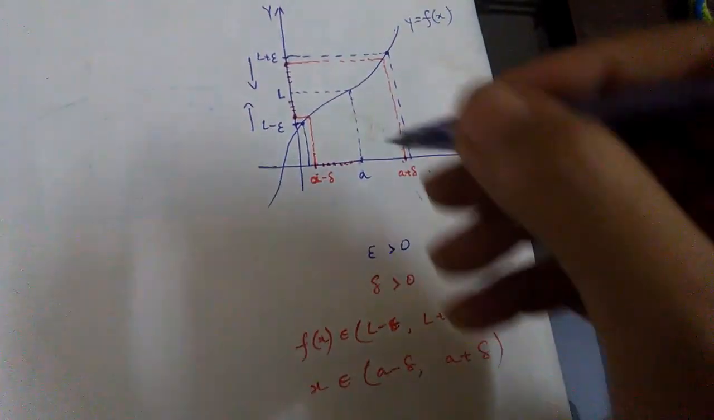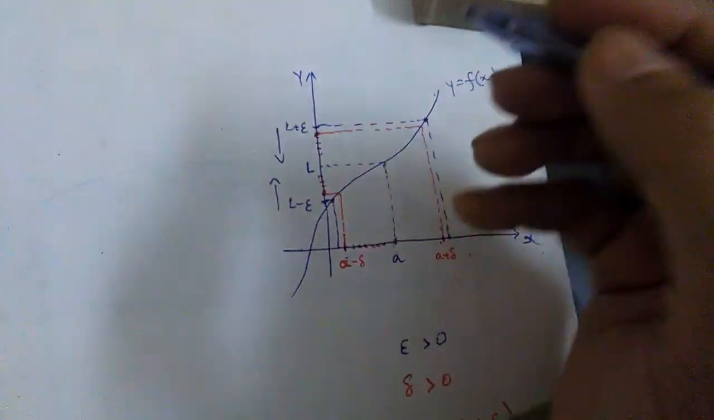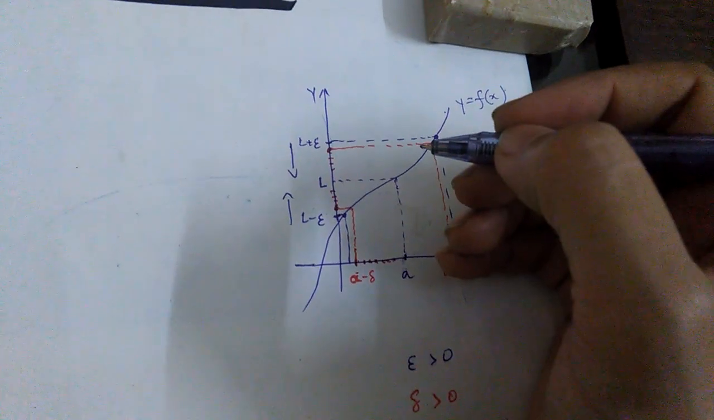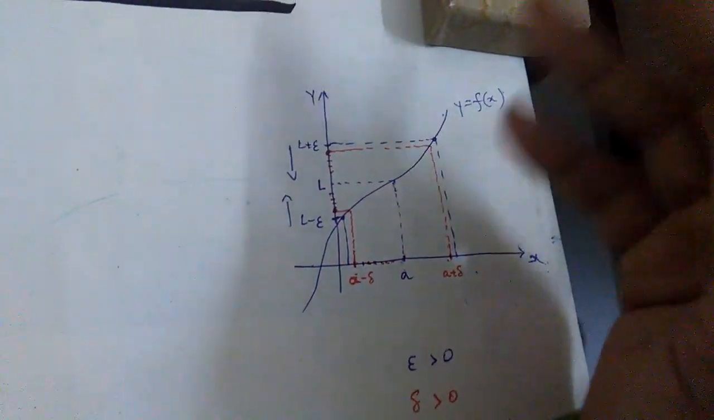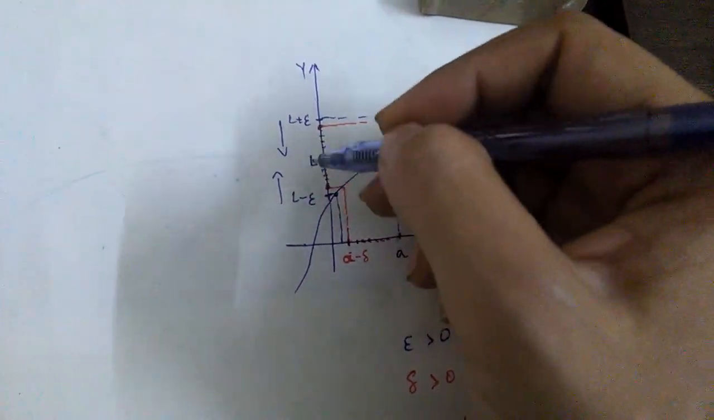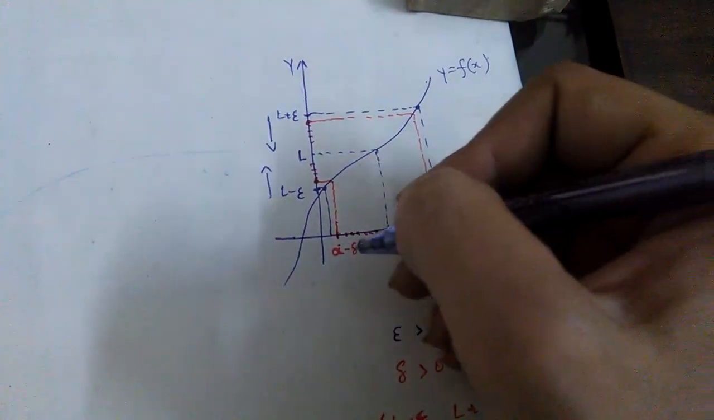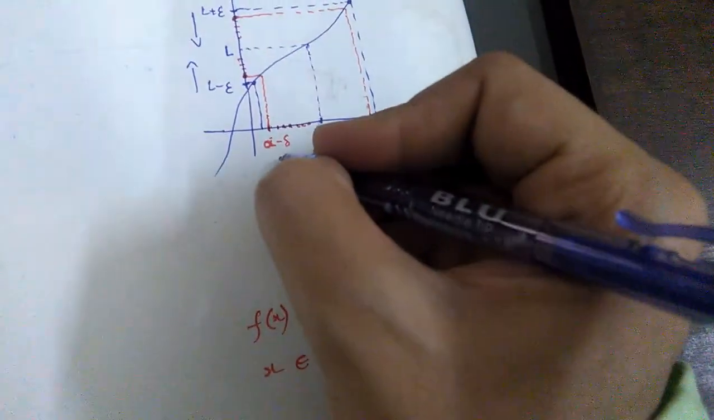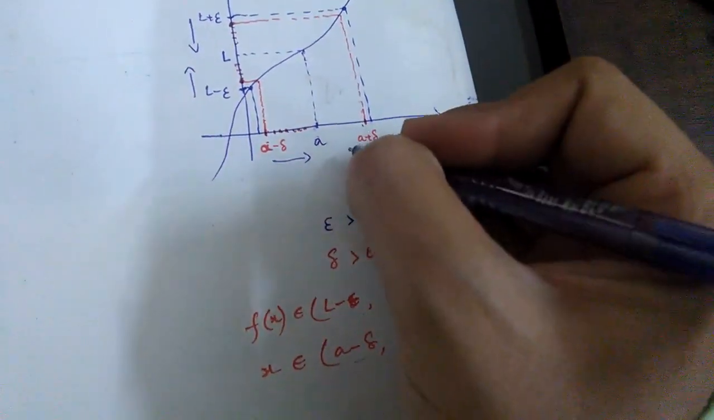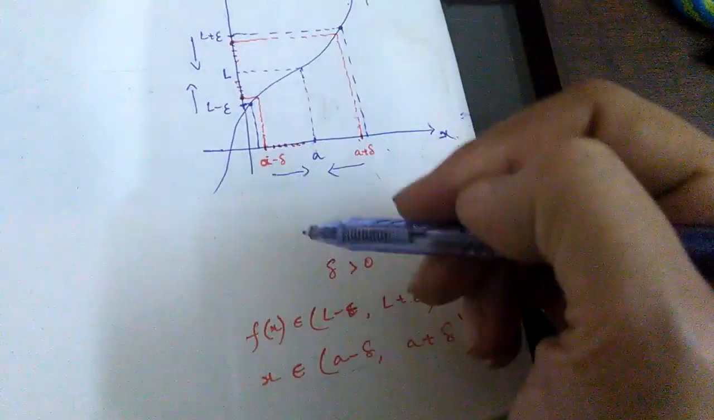So in this case, we would be able to assert confidently that L is the limit of f of x when our x value is approaching a, either from the left hand side within this interval or from the right hand side within this interval. Okay, something like this.